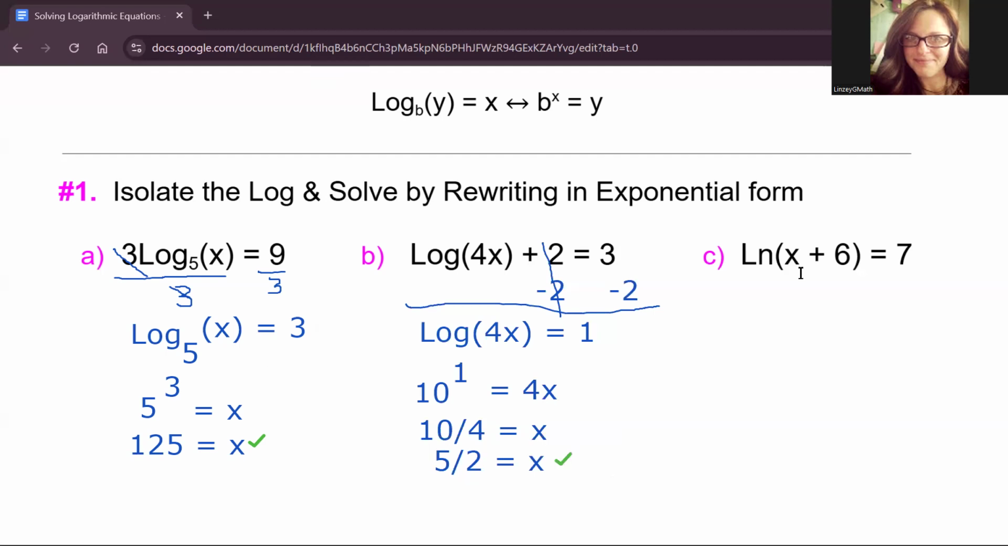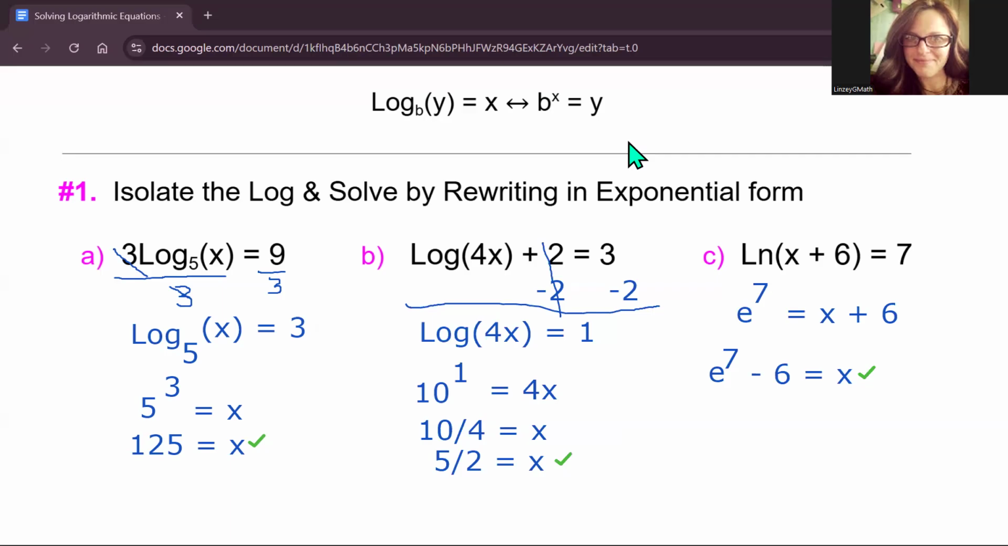Letter C. The logarithm is already isolated, and this is natural log, log base e. So we'll do e raised to the 7th power, writing in exponential form. And then we'll subtract 6. And you can always put this into the calculator and get a decimal equivalent.